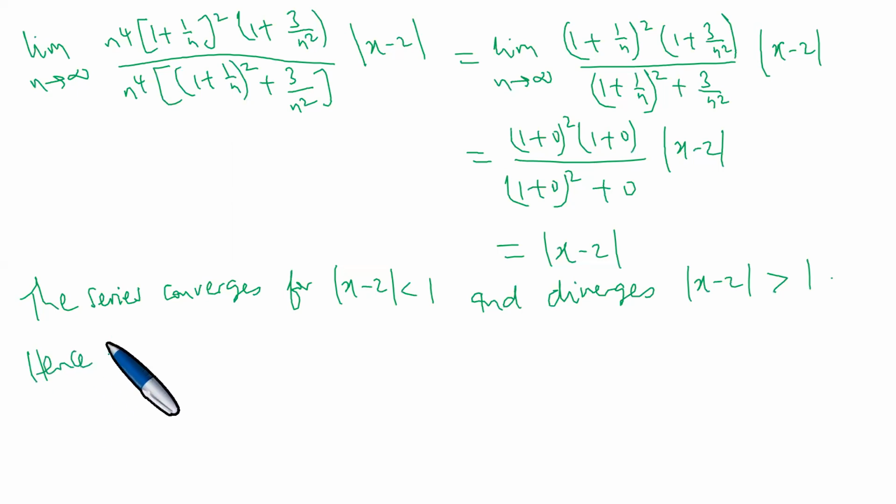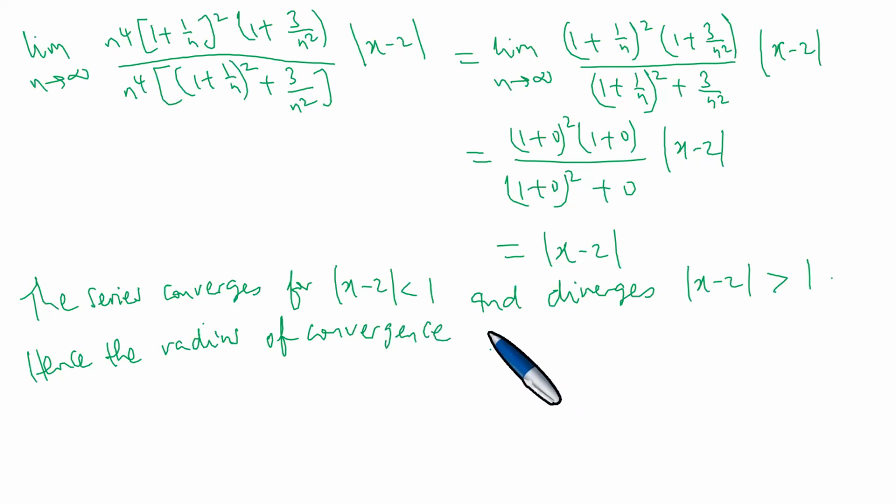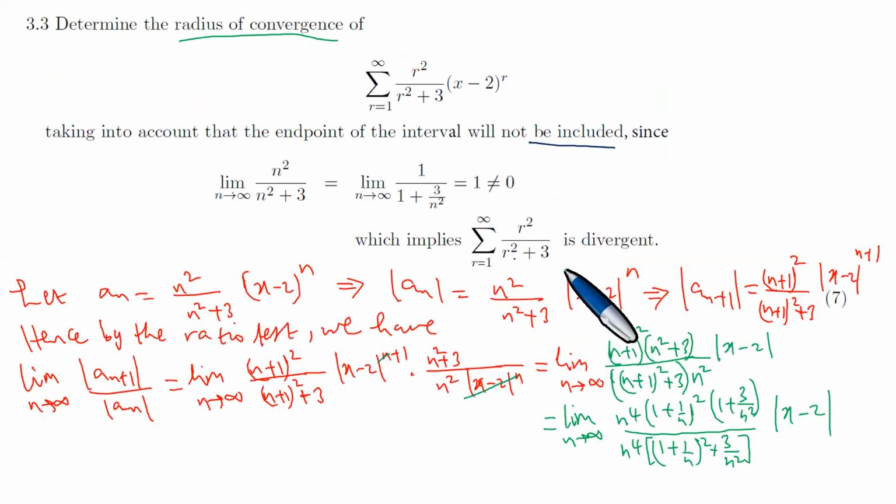Hence, the radius of convergence is R equals 1 unit.